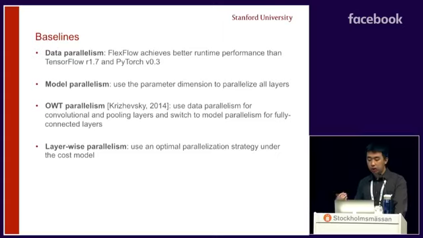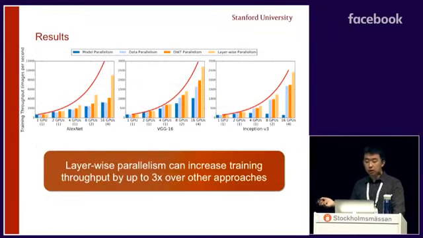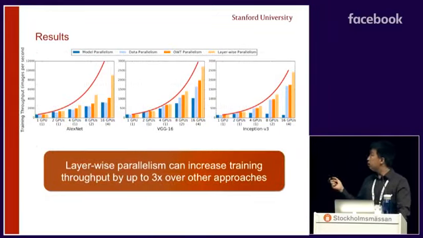And finally, we evaluate layer-wise parallelism and always use an optimal parallelization strategy found by our search algorithm to parallelize the actual executions. So this figure summarizes the training throughput achieved by different approaches. And as you can see, layer-wise parallelism always achieves better performance than other state-of-the-art approaches.